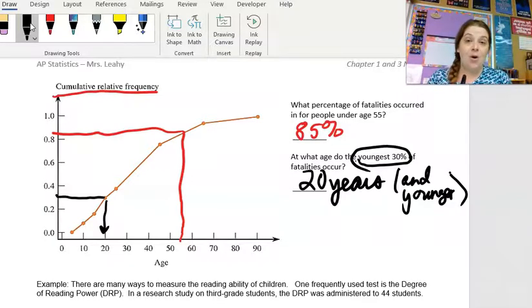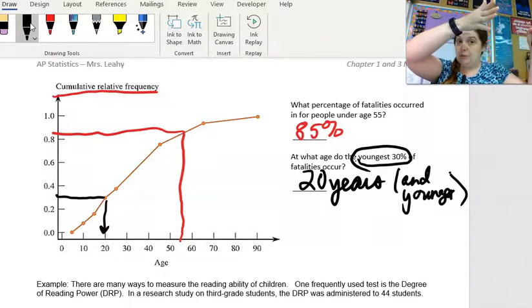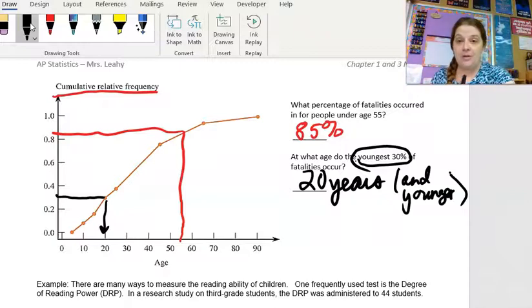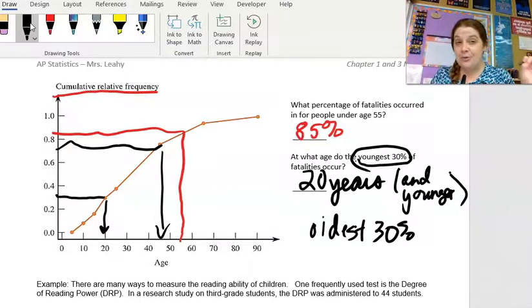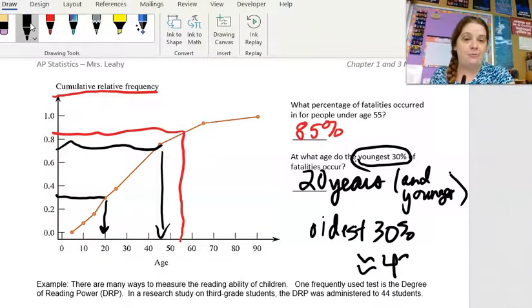If I wanted to find the oldest 30%, I would work backwards. The oldest 30%, if there are 30% older, then that means there are 70% younger. So I might go over here and find that 70% mark and then look down and say the oldest 30%, okay, that oldest 30%, that's the 70th percentile, because if there's 70% at or below, there's 30% above, and that looks like that may be about 45 years old and up, okay?